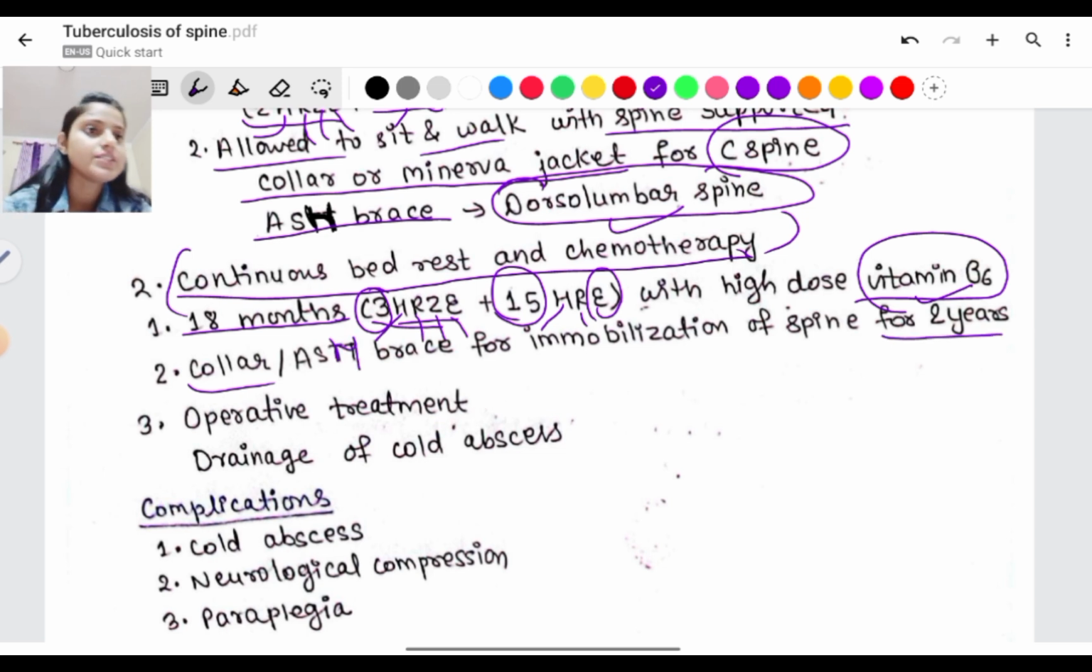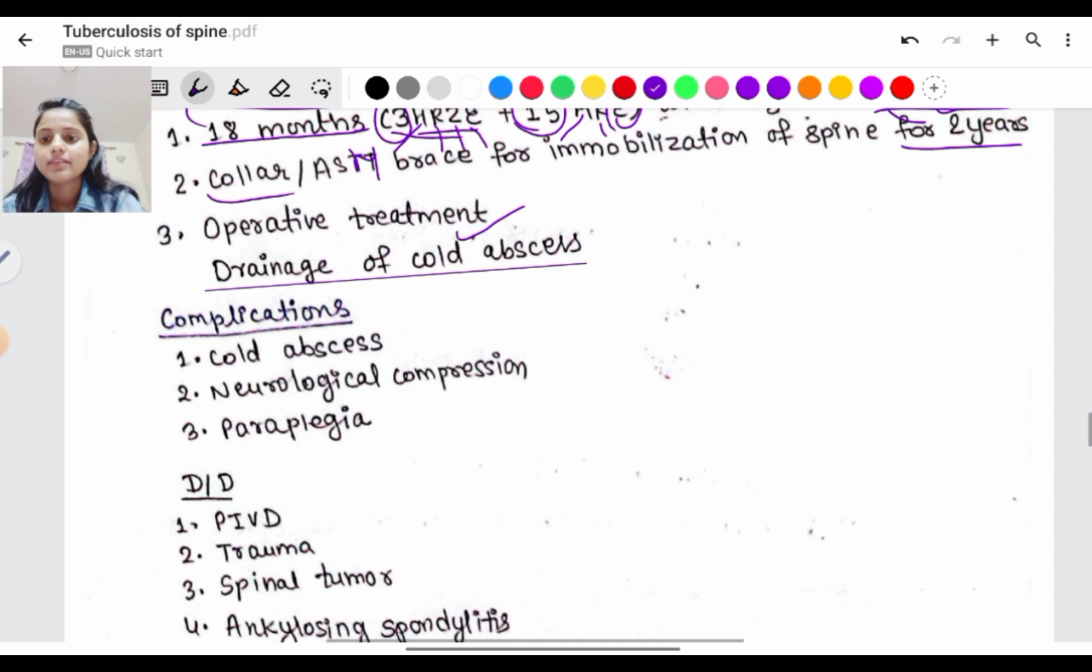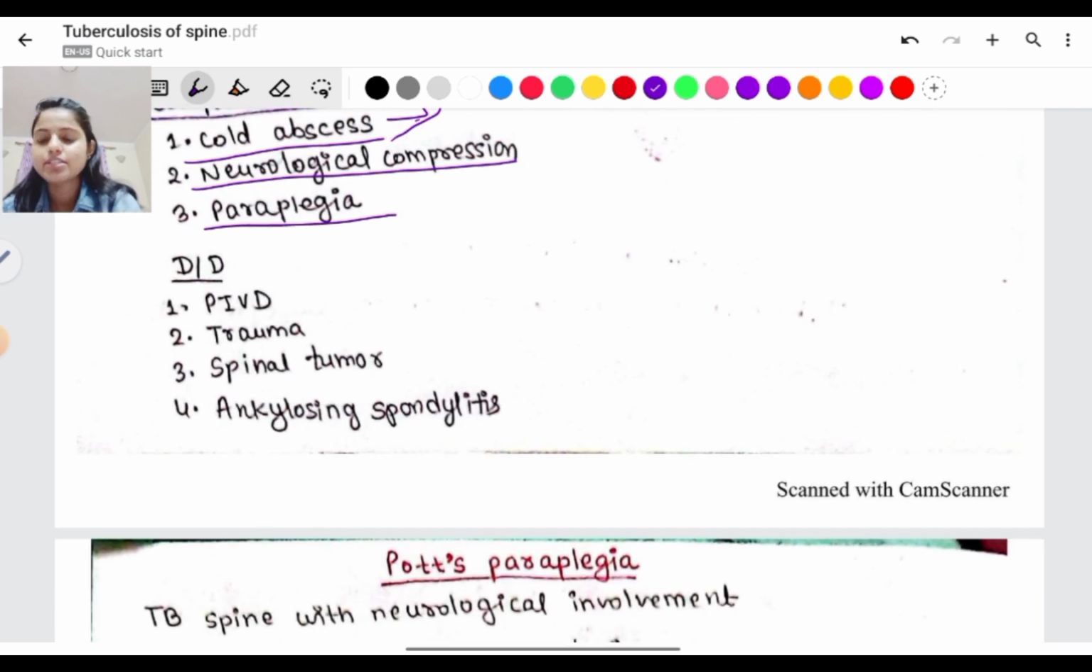Operative treatment is done if there is a drainable abscess, marked bone destruction, neurological deficit and marked kyphosis, then we do drainage of the cold abscess. The complications are the cold abscess, which is the commonest complication. Neurological compression can occur, paraplegia can occur. In differential diagnosis, there is prolapsed intervertebral disc, trauma, spinal tumor and ankylosing spondylitis.